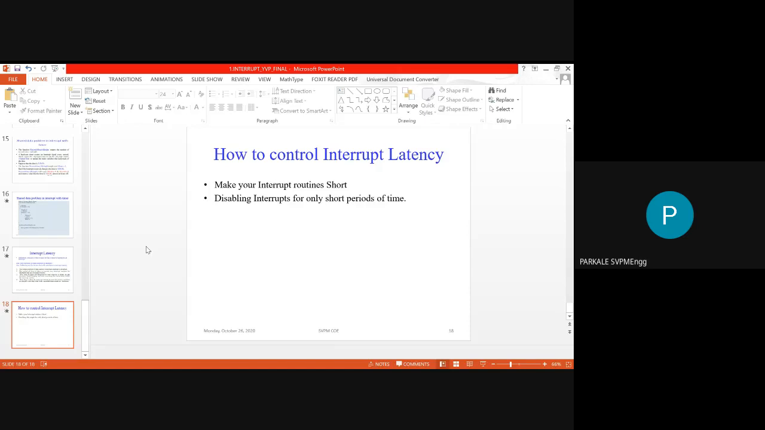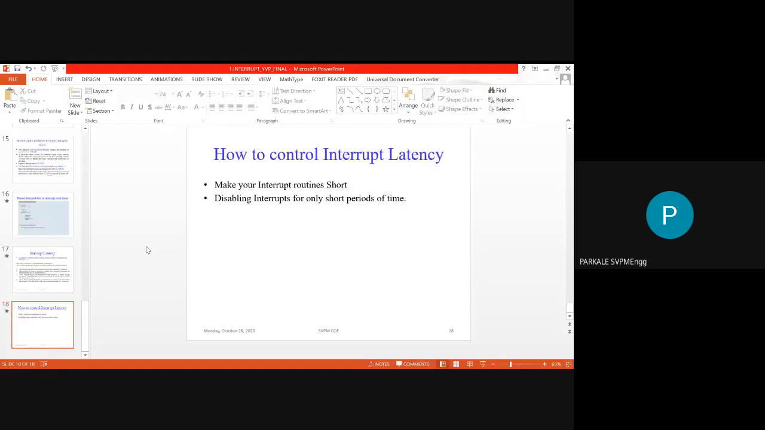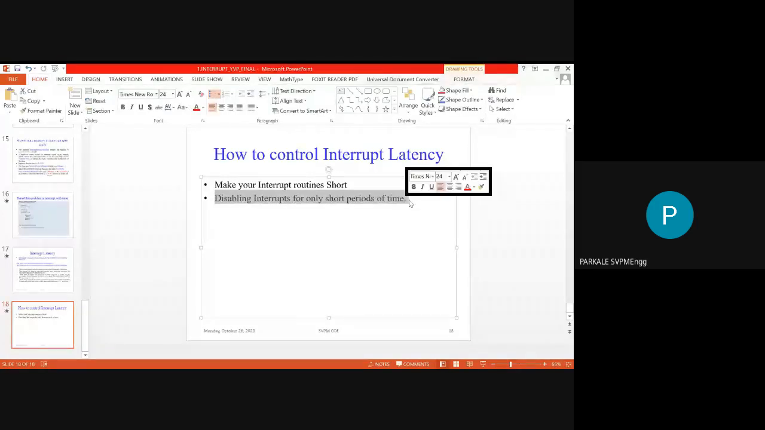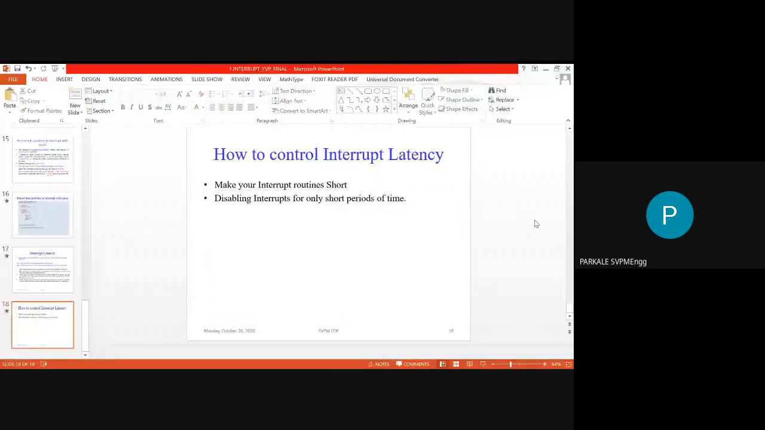So the solution is very simple. I will start my lecture, and maybe after 15 minutes I will give service to that interrupt. In this case, that interrupt has to wait only 10 to 15 minutes. This is the solution implemented in microprocessors and controllers also: do not disable your interrupt for longer periods, just disable your interrupt for only short periods of time. That is very important. So these are the two solutions to avoid interrupt latency.